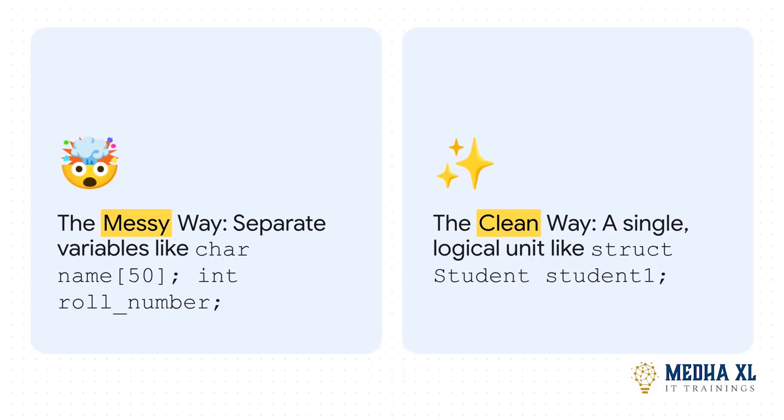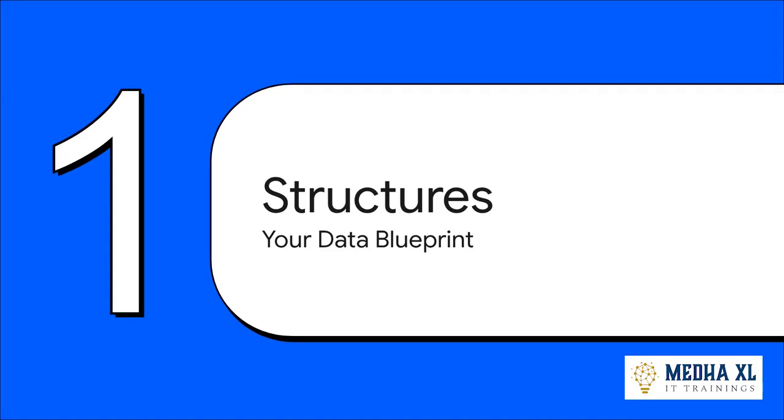I mean, it kind of works, but it's clunky, it's a headache to manage. But then look at the right. One single tidy unit that holds everything. Now that is the kind of clean, organized code we're aiming for. And to get that clean approach, we need our first major tool. This is where C structures come into play. The best way to think about them is as a custom-made blueprint for your data.